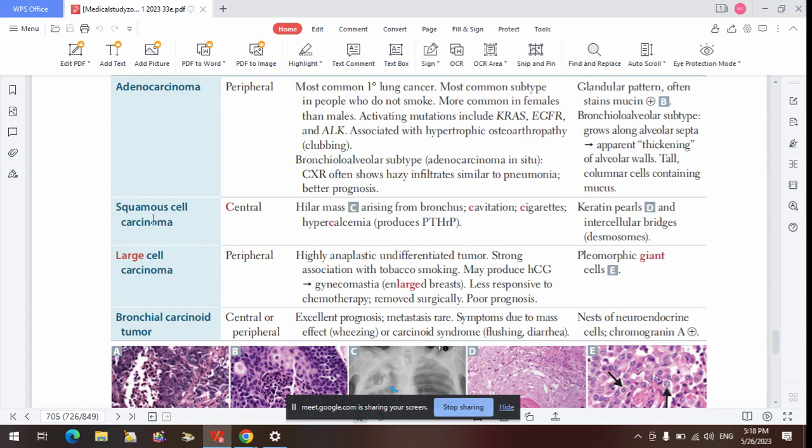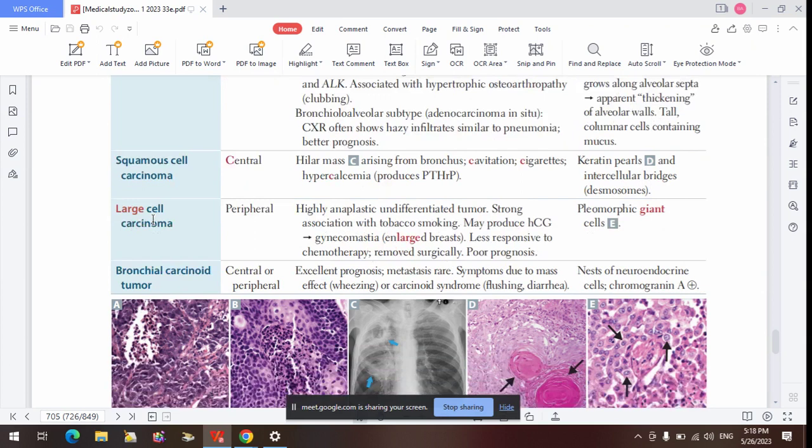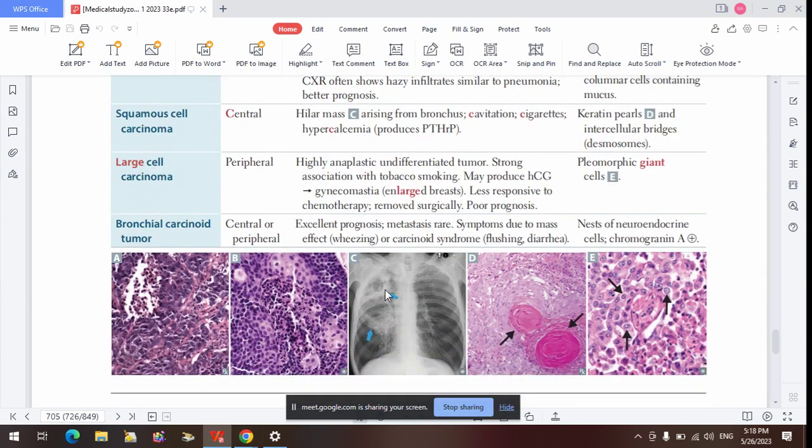Okay. So the second to last is large cell carcinoma. So this is a cavitation. This is an example of a cavitation. We can appreciate this. Guys, can we see this?